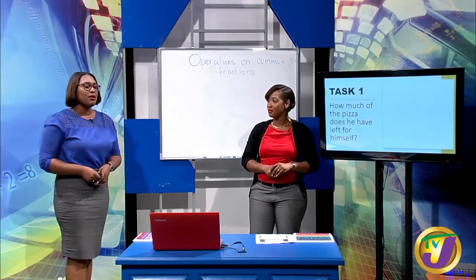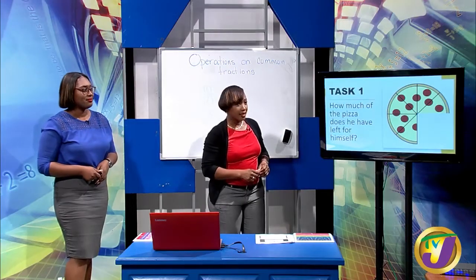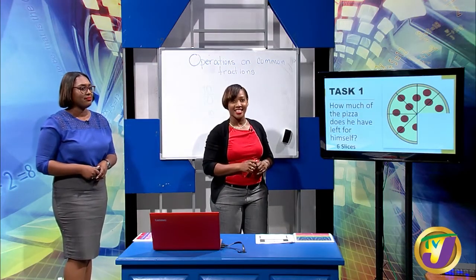Okay, so Peter John had an 8-slice pizza and he gave his sister 2 slices. So that's 8 subtract 2. Peter John has 6 slices remaining. That sounds about right. Did you say 6 slices? Excellent job.